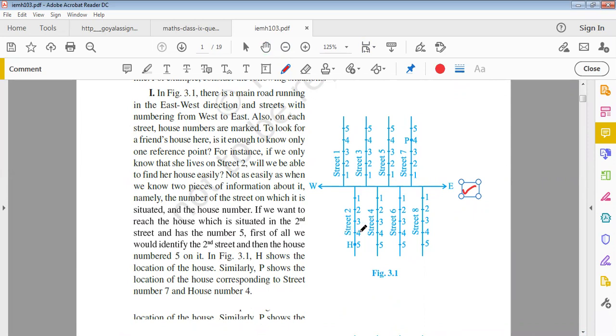Now you are telling your friend, my house is located in street number 3 and house number 5. Well, see, street number 3, then you have to see where street number 3 is, right? Street number 3 and house number 5. This is your house.